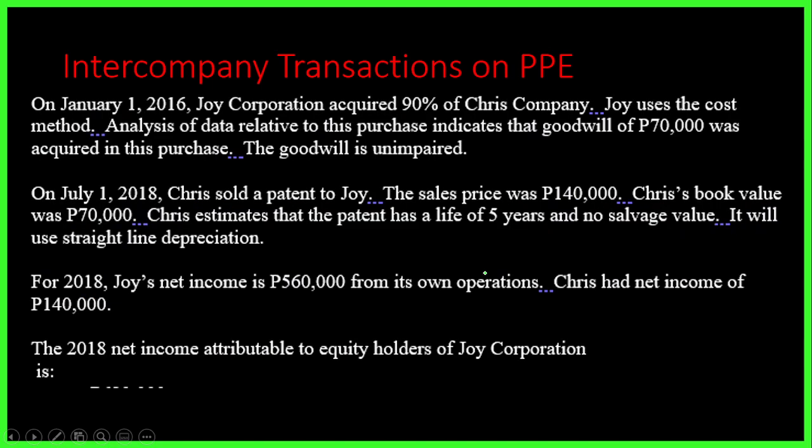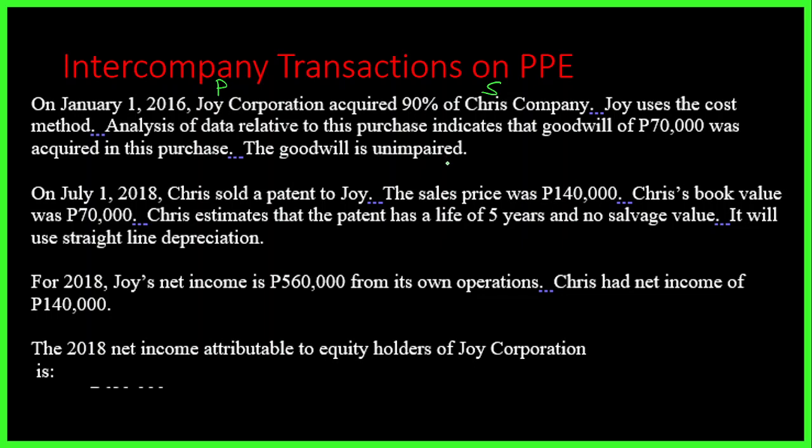So, what do we need? Okay, syempre, kailangan natin yung net income ng parent at net income ng subsidiary. And then we are going to distribute, no? Kung ano man pwedeng i-distribute. So for 2016, Joy Corporation acquired 90% of Chris Company. So Joy is the parent, Chris is the subsidiary. Joy uses the cost method. Analysis of data relative to this purchase indicates that goodwill of 70,000 was acquired on this purchase. The goodwill is unimpaired.